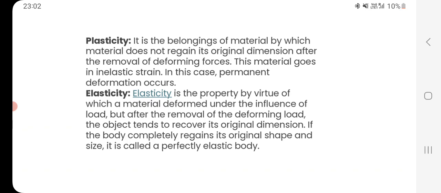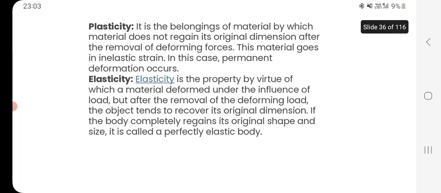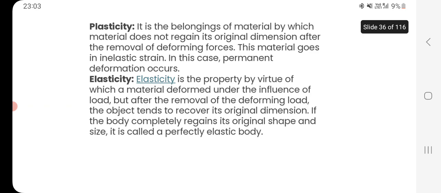Elasticity. Elasticity is the property by virtue of which a material deforms under the influence of load, but upon the removal of the deforming load, the object tends to recover its original dimension. If the body completely regains its shape and size, it is called a perfectly elastic body.